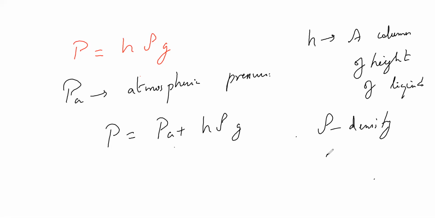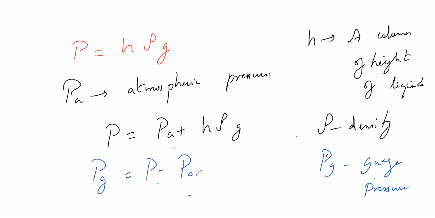And then there is one more formula, PG. PG stands for gauge pressure. A gauge is an instrument to determine the pressure, that's all. So this gauge pressure is nothing but P minus PA. If you ask me what is P, P is the absolute pressure and PA is the atmospheric pressure.